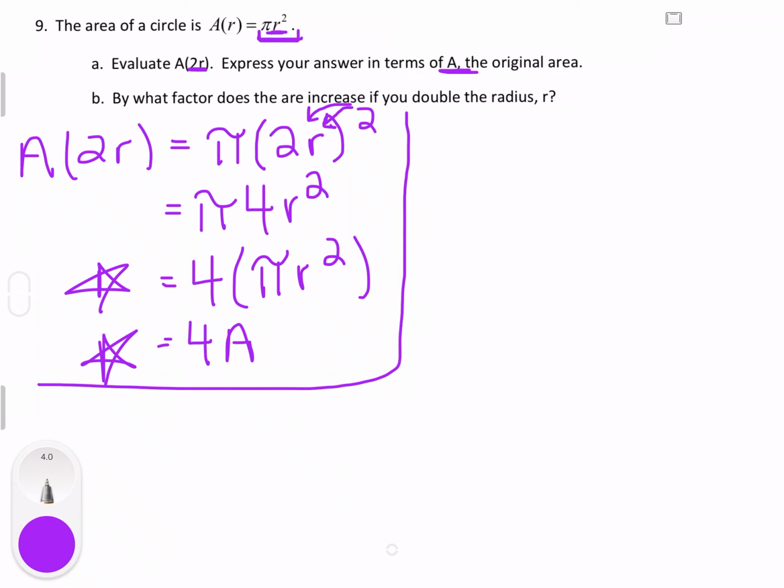All right, so for part B, by what factor does the area increase if you double the radius r? So that's just kind of interpreting our answer that we got for part A. In part A, we were doubling the radius, that was 2r. So what factor does the area increase? Well, when you double it, you get this 4 times A. So it increases by a factor of 4.